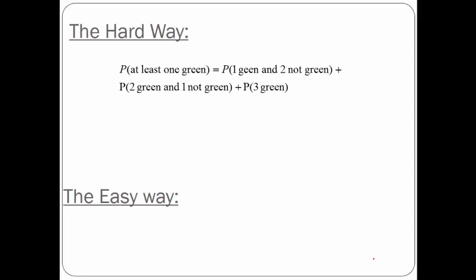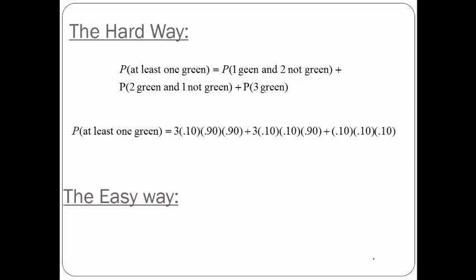Now that's at least one. A little bit tricky. The hard way to think about this is at least one means it could be 1 green and 2 not, 2 green and 1 that's not, or 3 green. Well, there are 3 ways to get 1 green. Right? This would be green, green, not green. There's 3 ways to do that. Just like there are 3 ways to get 1 yellow, there are 3 ways to get 2 greens. Just like there were 3 ways to get 2 yellows. And then there's only 1 way to get 3 greens. Now, in terms of this being the hard way, this actually isn't that bad with only 3 M&Ms. But there's a much easier way.